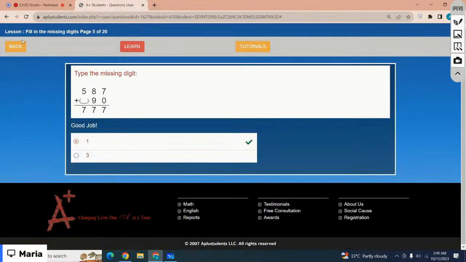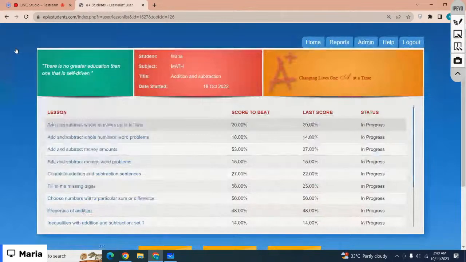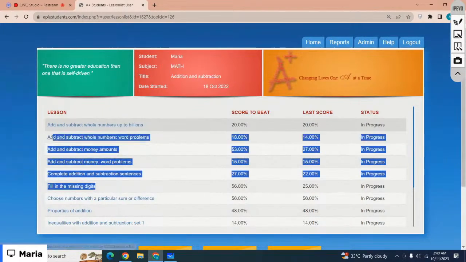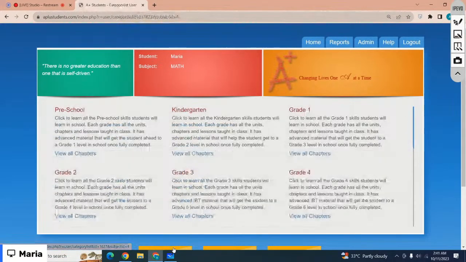Okay, we are done with the lessons. So we're working on grade 5 math. The chapter we are working on is addition and subtraction. The lessons we have covered today are add and subtract whole numbers up to billions, add and subtract money amounts, complete addition and subtraction sentences, and fill in the missing digit, right? So please make sure before the next session you complete all the practice questions for the lessons we just did.